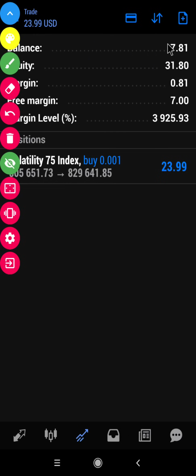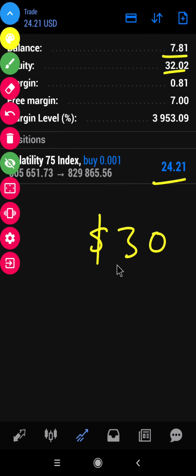So if we look at this, yes, $7, that's the profits, then we have $31 equity. We can close that and close our profits and walk away, which is okay. Then the next trades will be much easier to trade because we'll be having $30 in our pocket. Do you see what I mean by hold your trades?